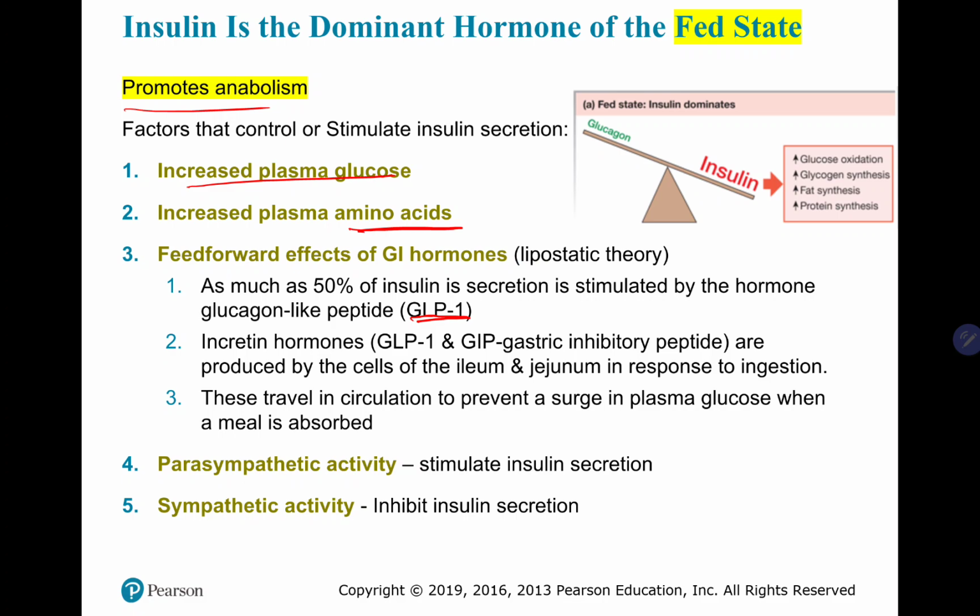There are also other GI hormones, such as cholecystokinin and gastrin, that will also amplify insulin secretion. Looking at parasympathetic activity, it stimulates insulin secretion, whereas with sympathetic activity, insulin secretion is inhibited by those sympathetic neurons.